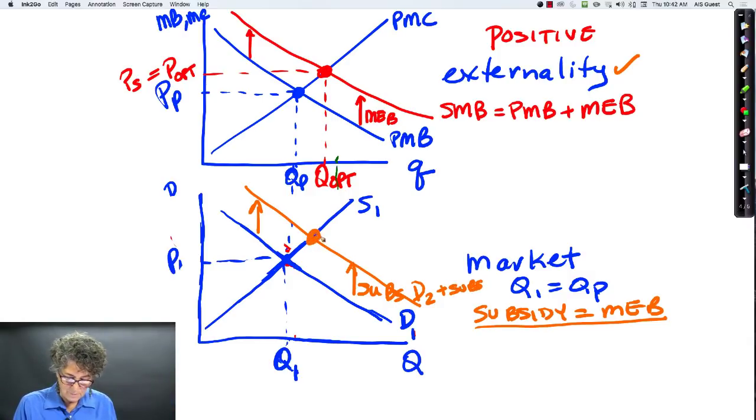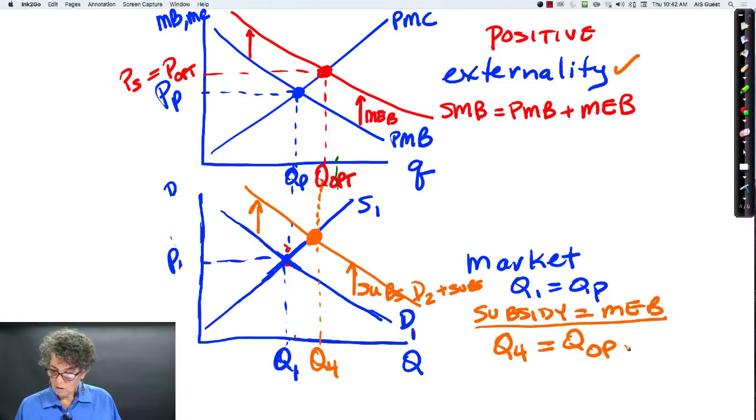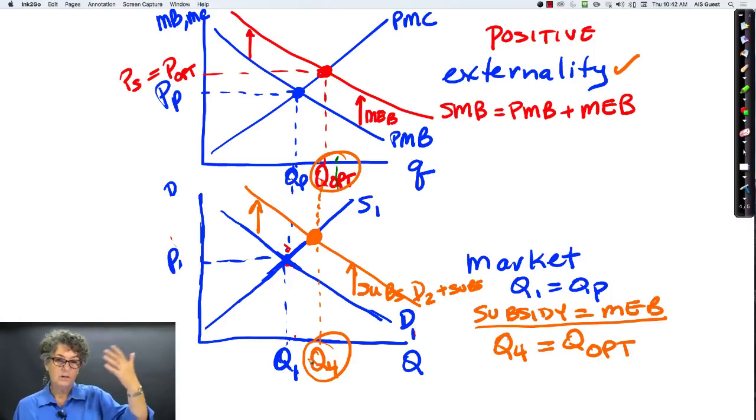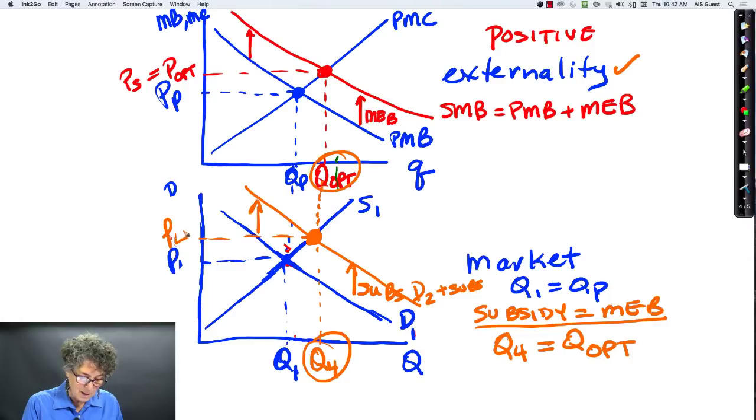Now the quantity that's going to be produced in the market, big dots so that you make sure it lines up right. The quantity that's going to be produced in the market will be quantity Q4. Quantity Q4, again, is bigger than the original quantity because we've provided the subsidy to the buyers. And voila, quantity Q4 equals the socially optimal quantity. Those two quantities are equal because the subsidy exactly equals the marginal external benefit. And the price that is paid by the buyers to the sellers is price P4.